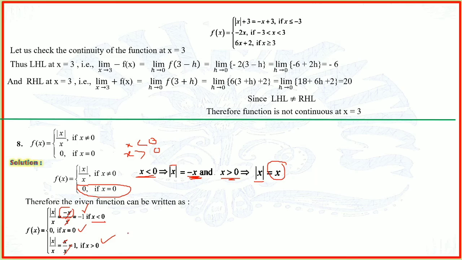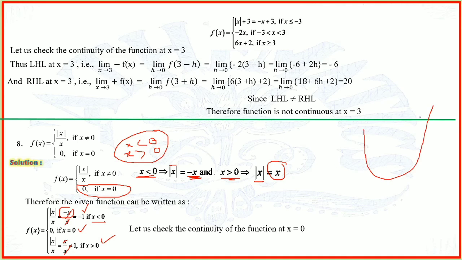So let us check the continuity of the function at x equal to 0. Why? Because 0 is the turning point of the function. We have two loops, so now 0 is the neutral point. Here x is equal to 0. Now you need to understand that you are going to put 0 plus h this side and 0 minus h this side.